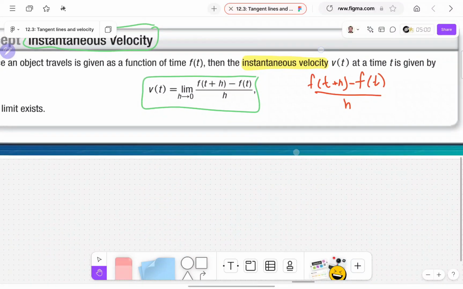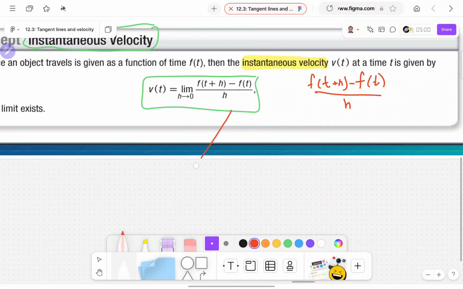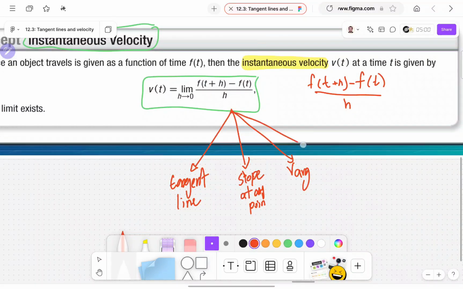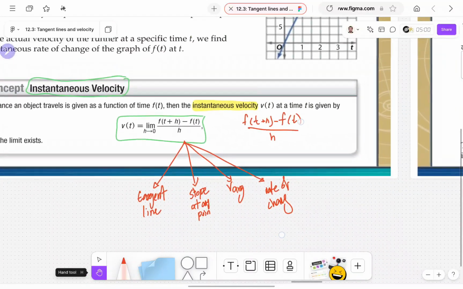So now you can understand this formula will help you to find 4 things. First, we can find the tangent line. Also, we can find the slope at any point. Or we can find the average velocity, or we can find, let's call it, the rate of change.